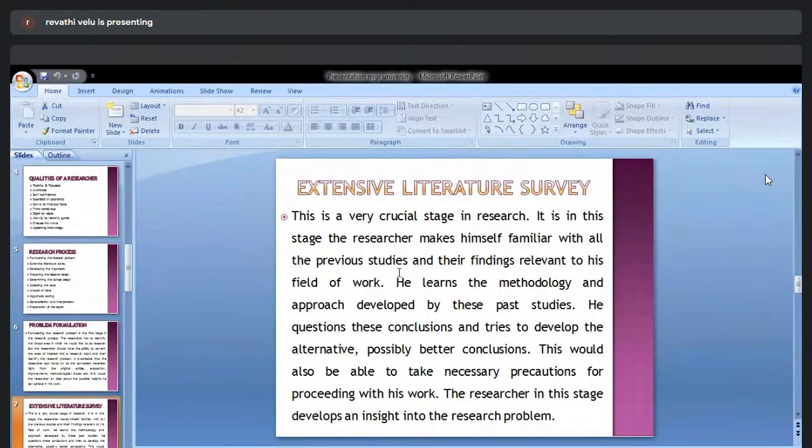So you'll be collecting the articles. நீங்க கூகுள்ல you can go and collect many articles. அதுல ஒரு ரிசர்ச்சர் என்ன கண்டுபிடிச்சிருக்காங்க, என்ன மாதிரியான டேட்டாஸ் யூஸ் பண்ணிருக்காங்க, what type of methodology they have used, what is the sample size for the research.